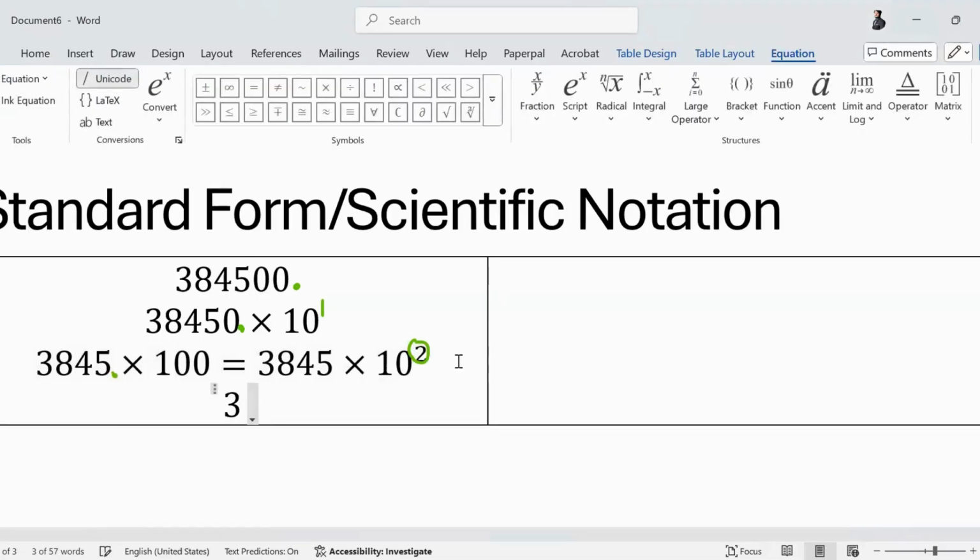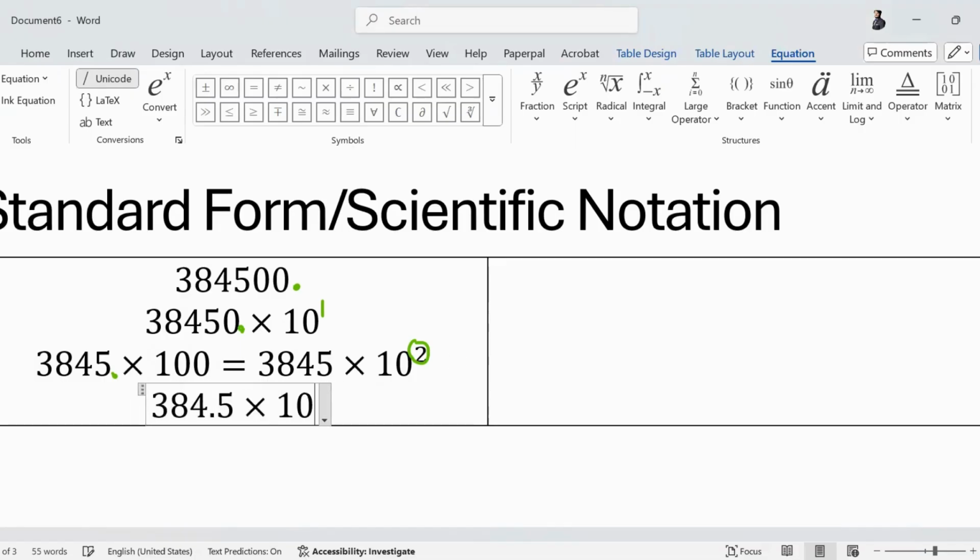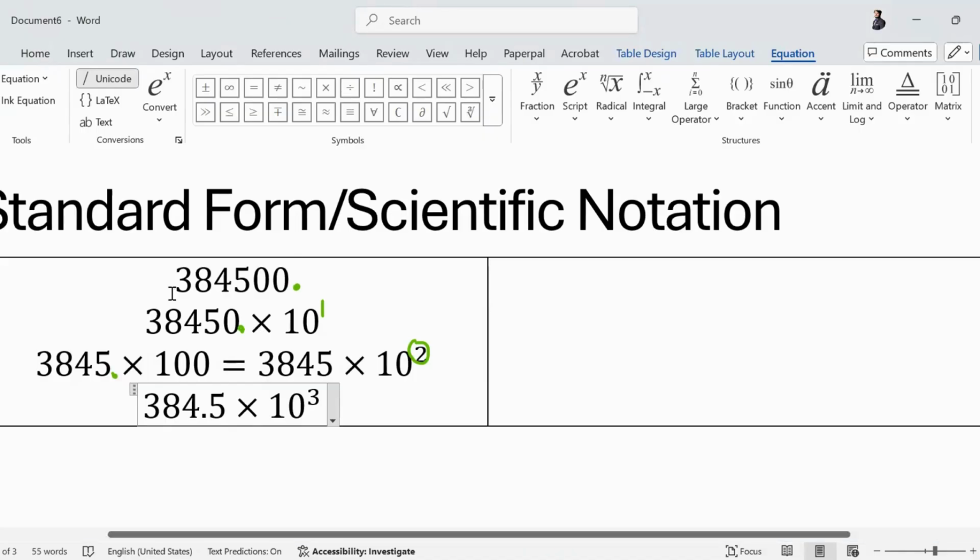Now what if I would have reduced the number further? If I write 384.5, how else can I write it? Into 10 to the power 3. Is it still the same number? Still the same number, written in a different form. So at the same number, if I am moving the decimal to the left, what happens to this number? This number is being reduced. The overall value is staying the same, but this number is being reduced in value. Is this right or wrong?